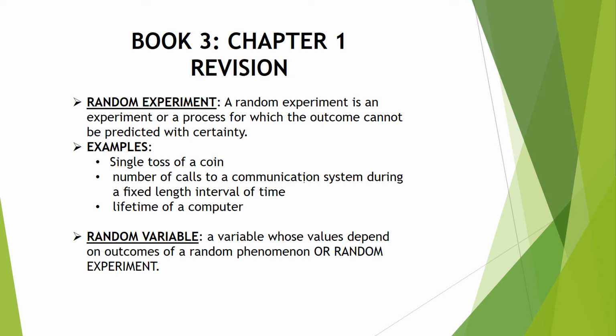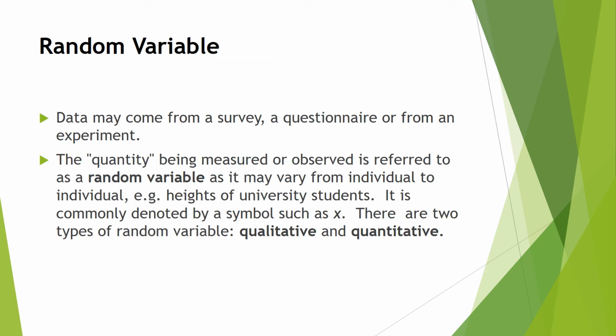Let's move on to the next concept, random variable. It is a variable whose values depend on the outcomes of the random experiment that I was talking about earlier. And if we have a variable and can find a probability associated with that variable, then that is a random variable, unlike a normal variable. So a random variable is basically associated with the concept of probability.